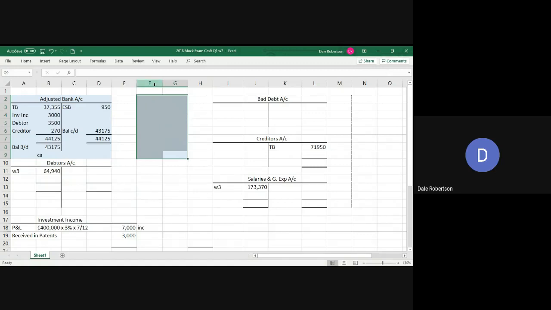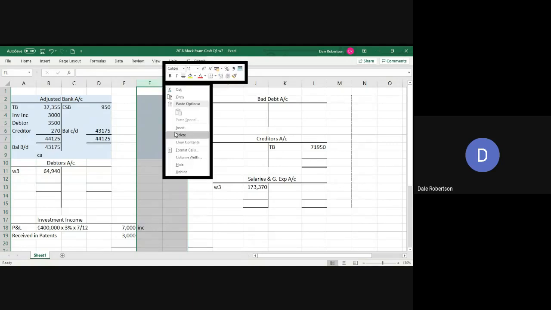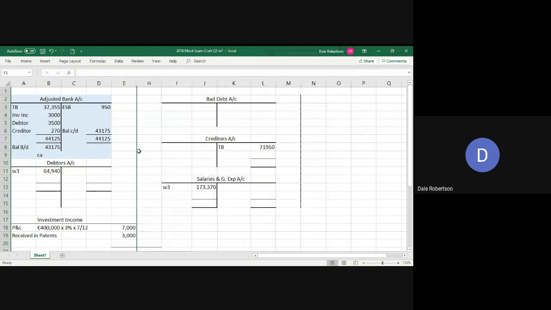So you can kind of get rid of that again from your accounts. But that is a cross check to make sure that you have done the adjusted bank account correct. So now we are safe in the knowledge that this 43,175 is the correct figure.